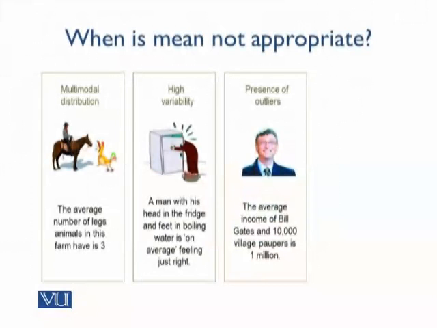Outliers are values which are very distant from the common pattern of data. So if you have a society, let's say a village society in which you have penniless paupers or very poor people having no money at all, and a multi-billionaire walks into this society, would you call that this society now has average income of 1 million?